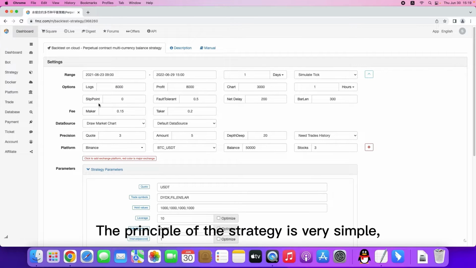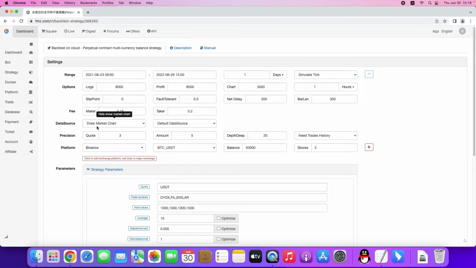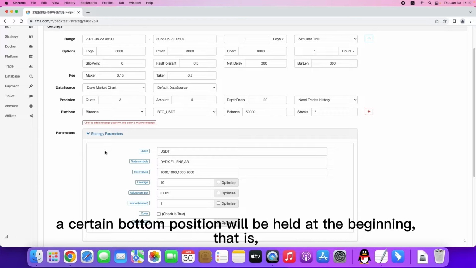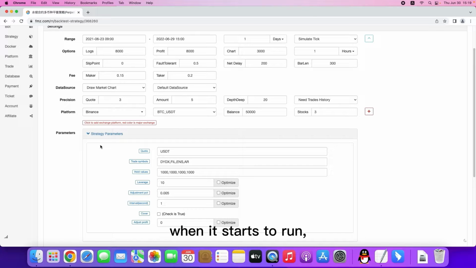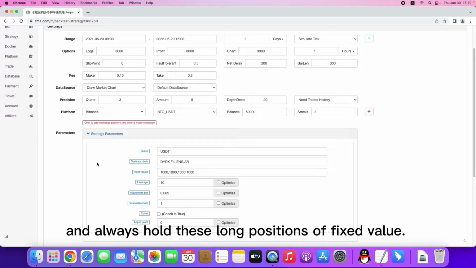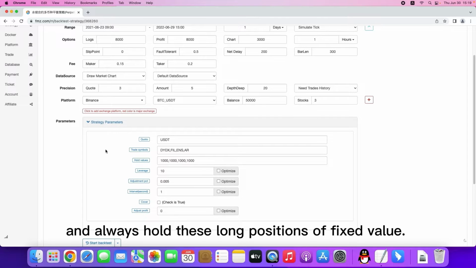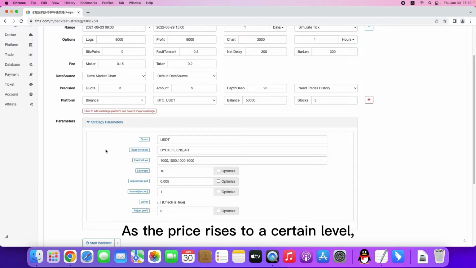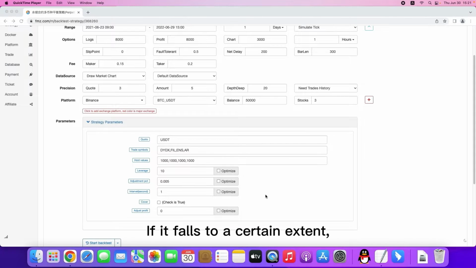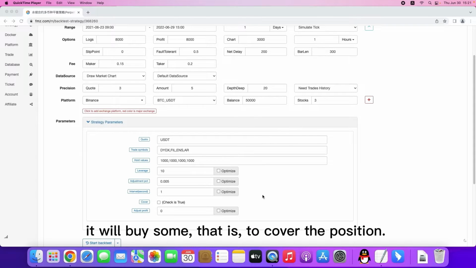The principle of the strategy is very simple. It is set depending on the strategy parameters. A certain bottom position will be held at the beginning. That is, when it starts to run, it will be long by a certain bottom position, and always hold these long positions of fixed value. As the price rises to a certain level, sell some, that is, close out some long positions. If it falls to a certain extent, it will buy some, that is, to fill the position.